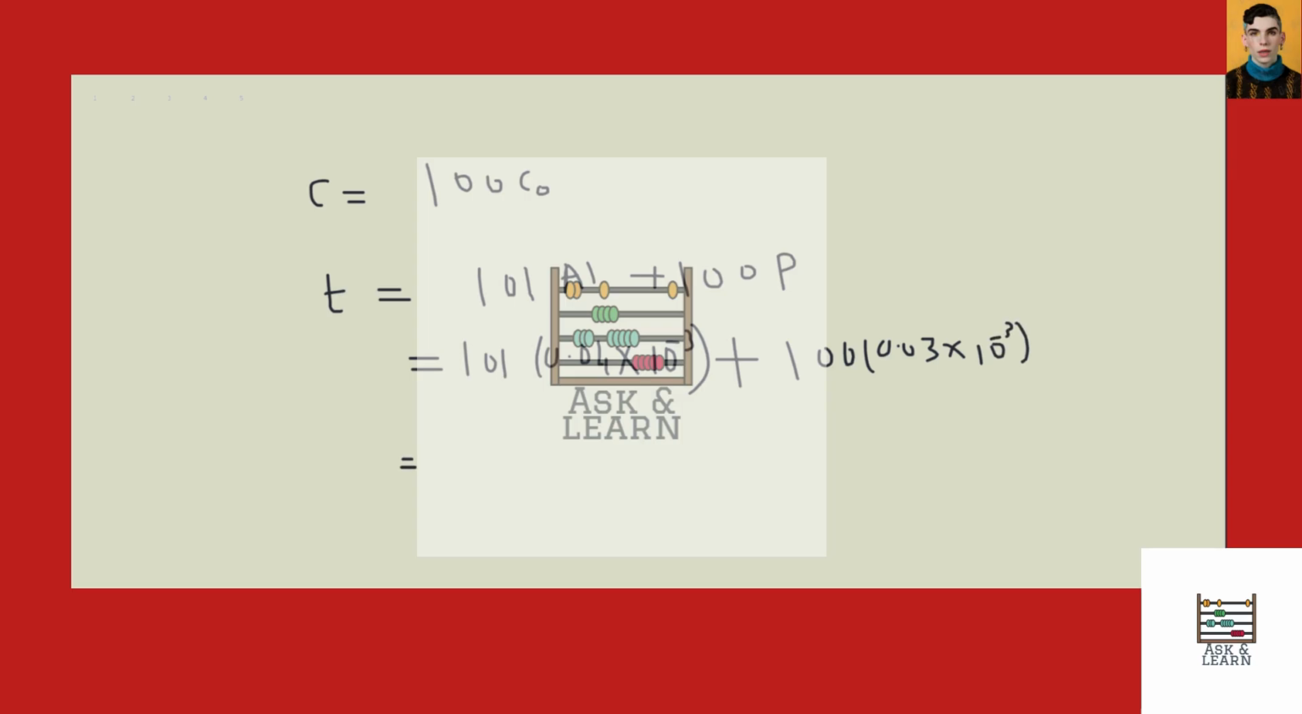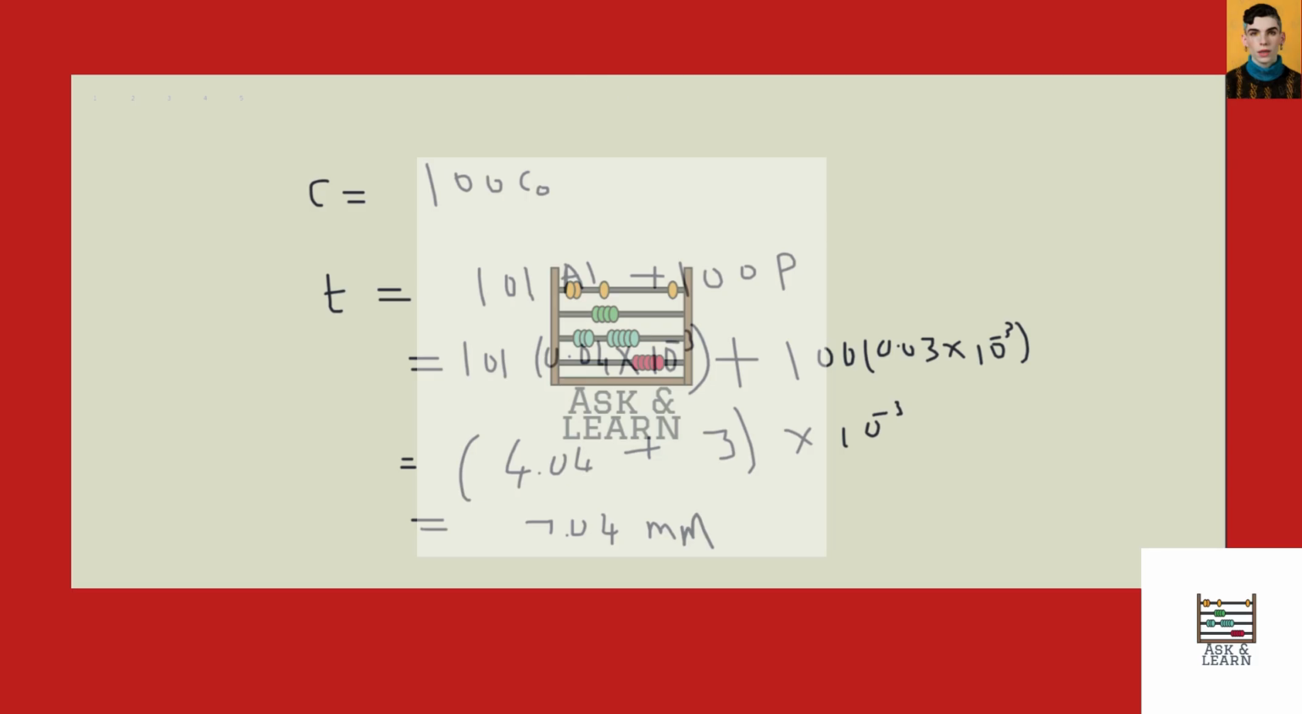So let me perform this calculation on my calculator. So this is 4.04 plus 3 times 10 power negative 3, which is equal to 7.04 millimeter.